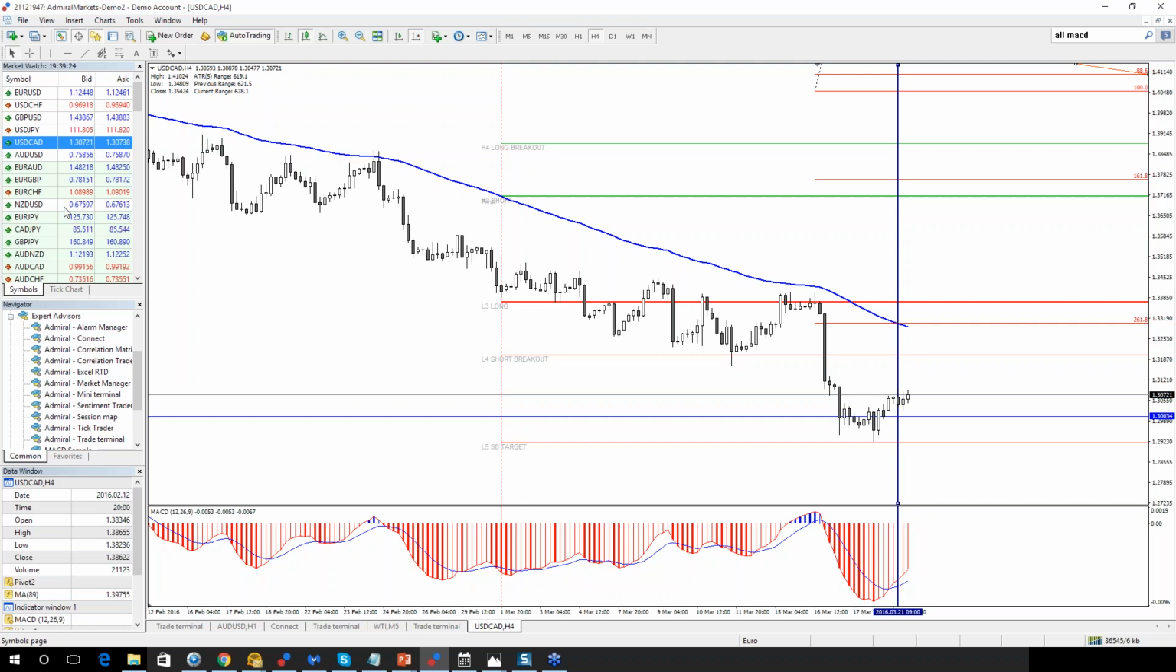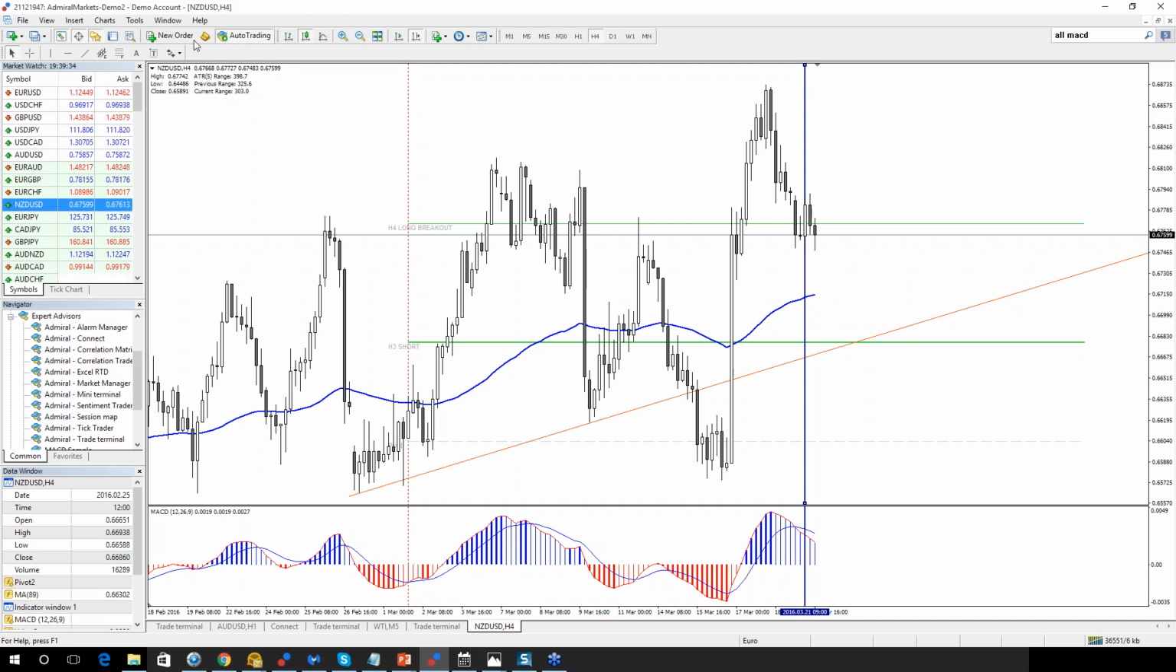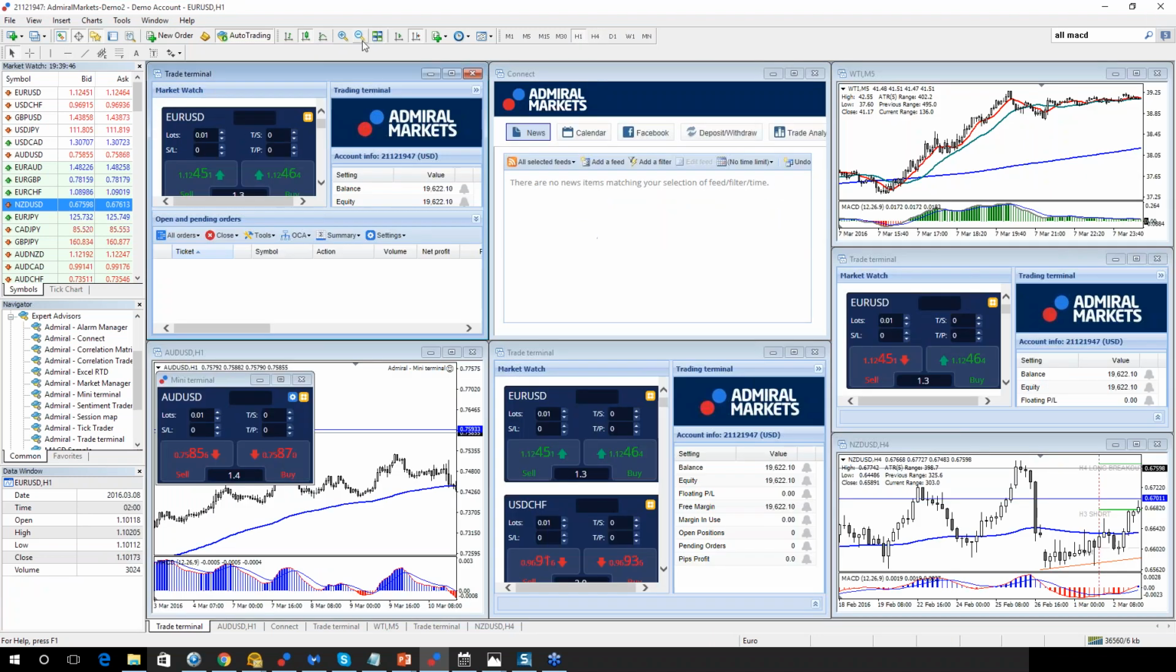And New Zealand dollar, 67.00 is the level to watch for. Here, 67.00. Oh, look at this, guys. Now I opened. Okay, let me just correct this.